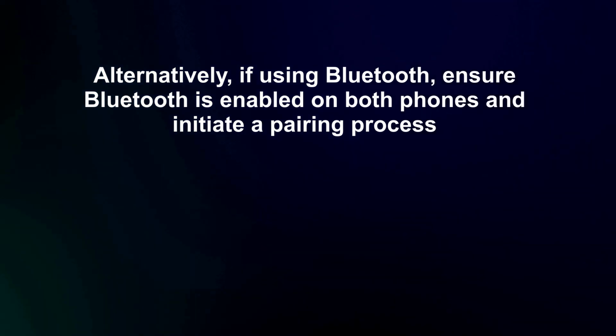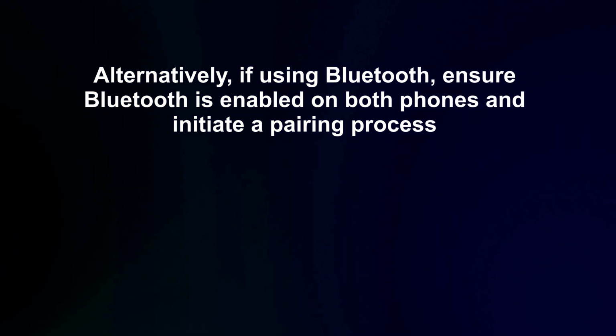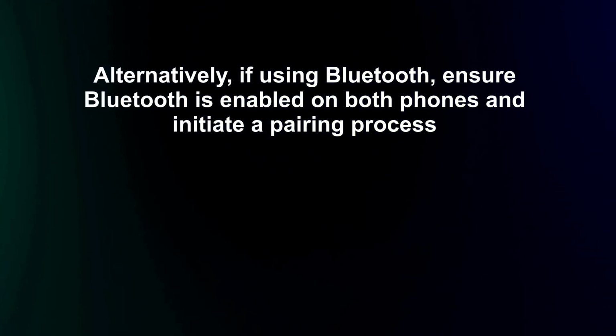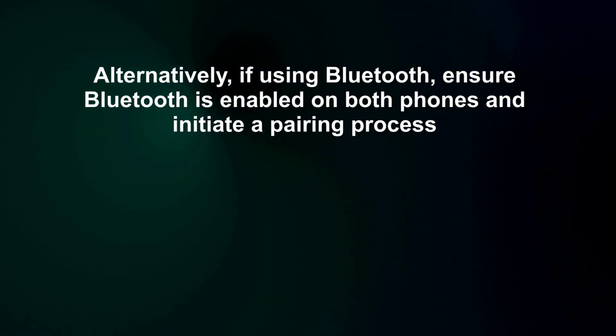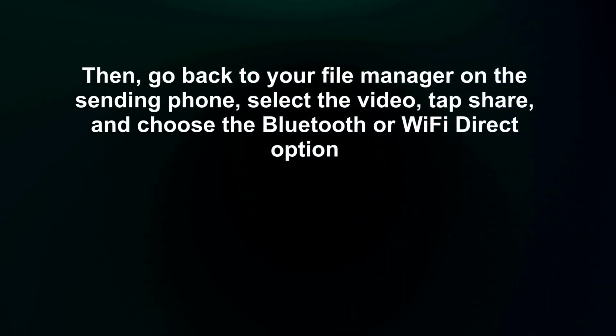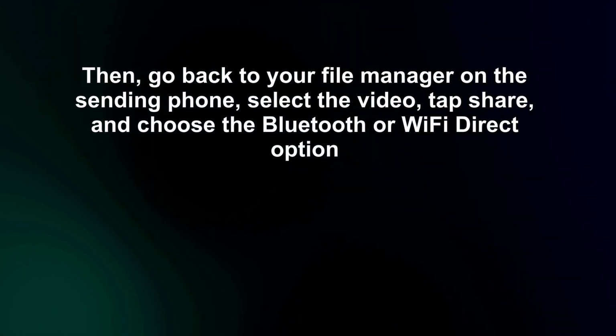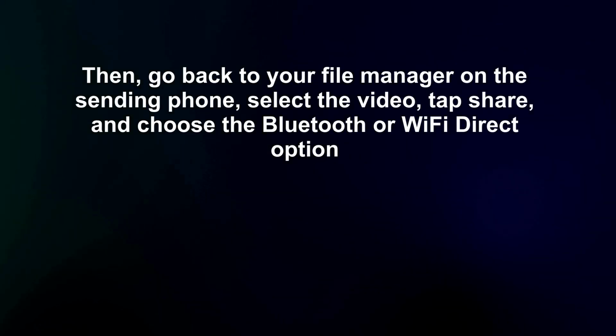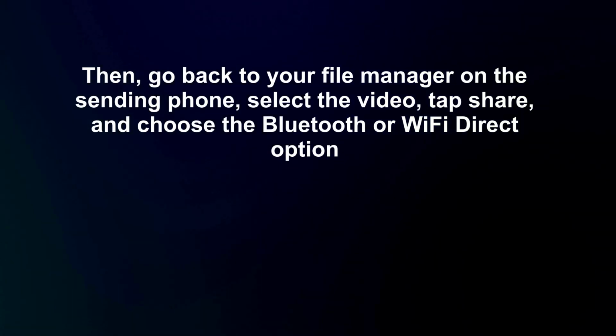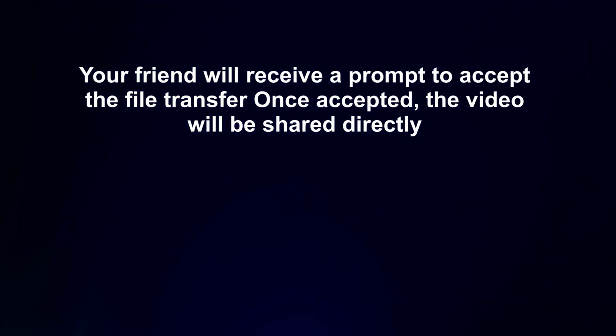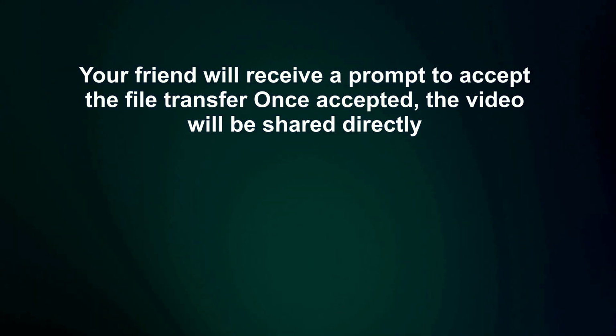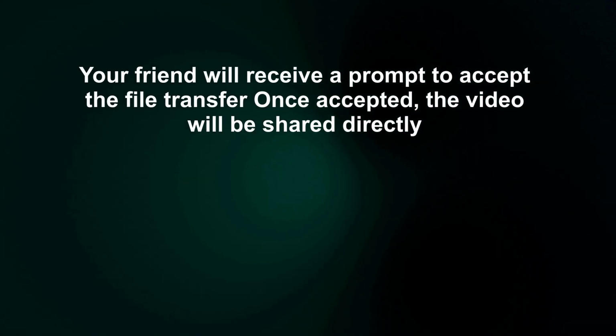Alternatively, if using Bluetooth, ensure Bluetooth is enabled on both phones and initiate a pairing process. Then, go back to your file manager on the sending phone, select the video, tap share, and choose the Bluetooth or Wi-Fi Direct option. Your friend will receive a prompt to accept the file transfer. Once accepted, the video will be shared directly.